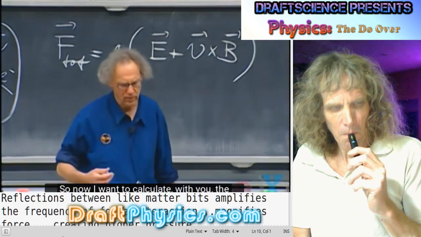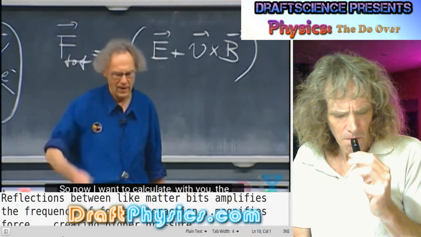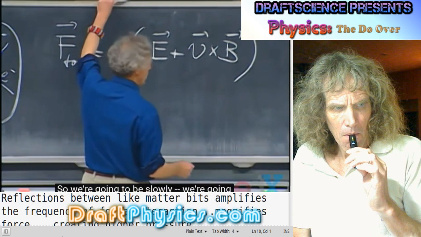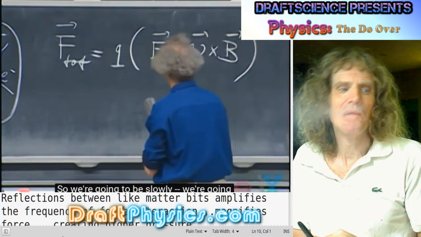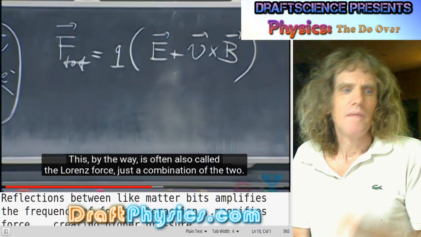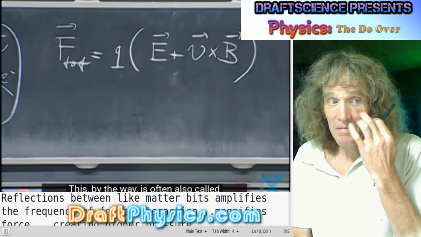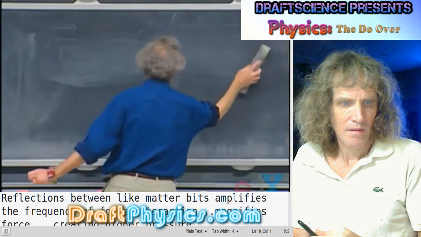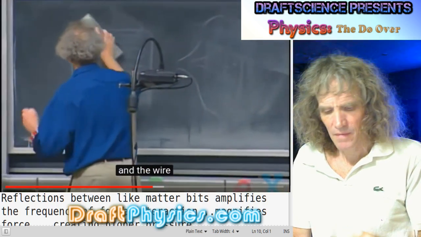So now I want to calculate with you the force on a current that runs through a wire, I, and we have a magnetic field B. So we're going to be more and more quantitative. This, by the way, is often also called the Lorentz force, just a combination of the two. That one certainly is.